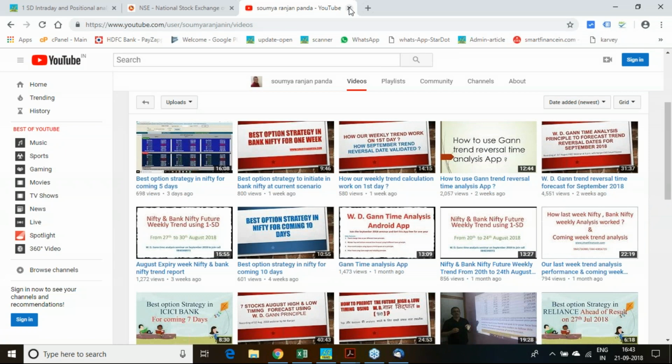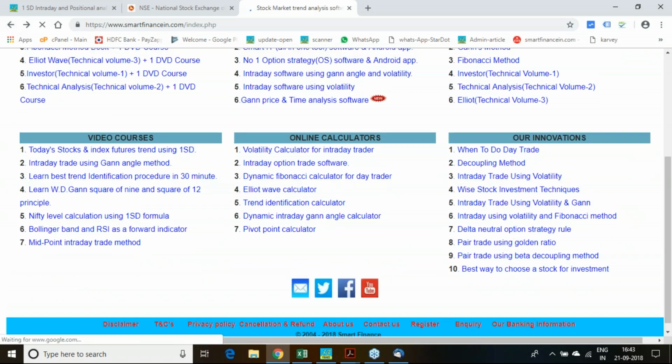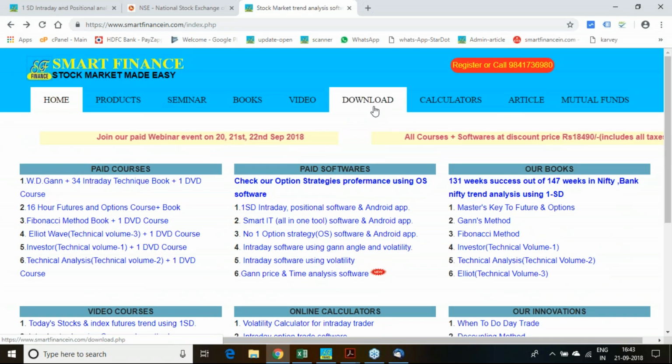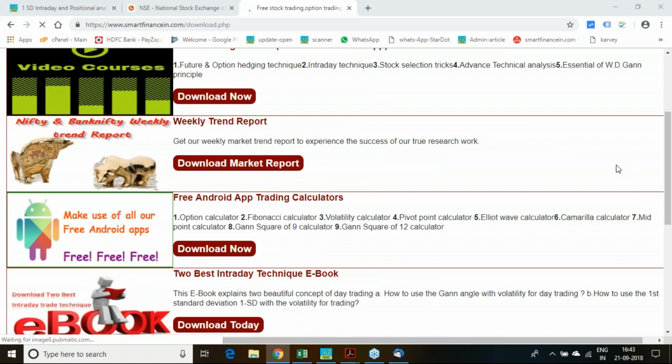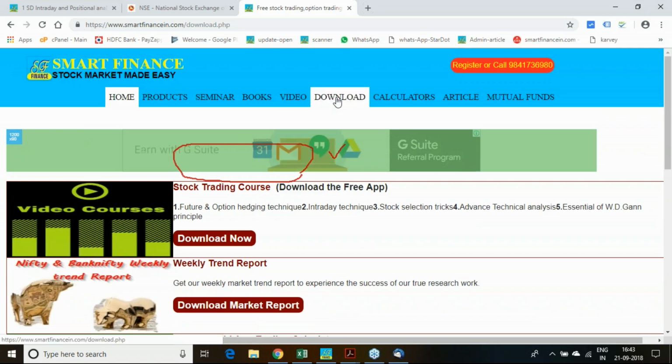Now coming to last week's trend analysis, what we have done and what we have put on our website, how far it has worked. If you are a regular visitor of our website, you can download the weekly trend report, released on Friday post market hours, and preferably Saturday morning. If you download, you will get the latest report. Sometimes we release it on Saturday also. So here, the download market report section, you will get under the download tab of our website.